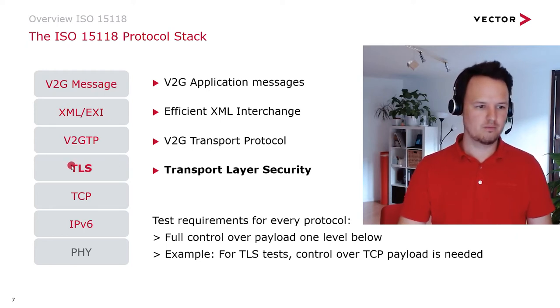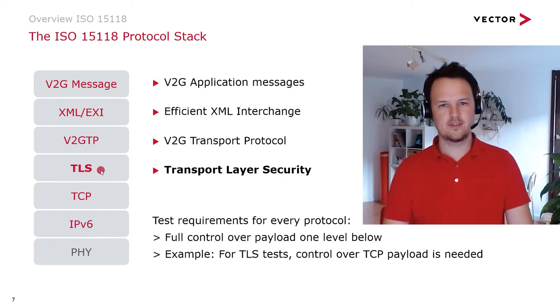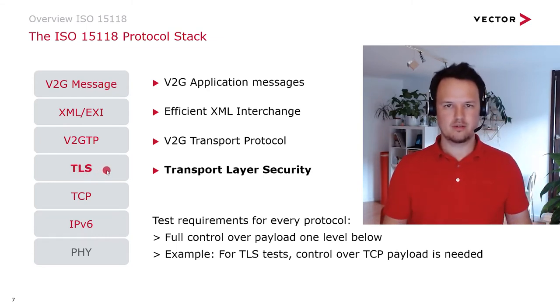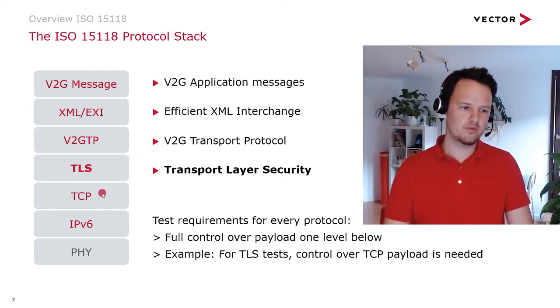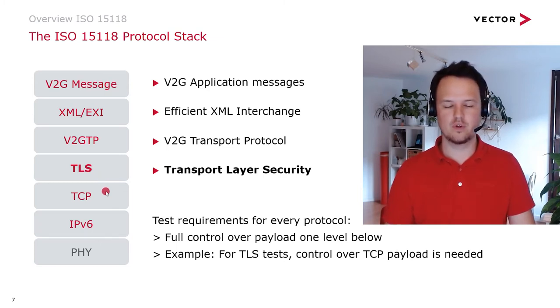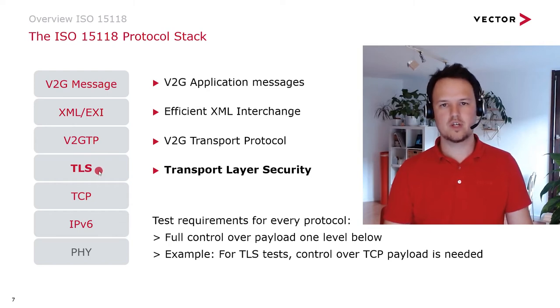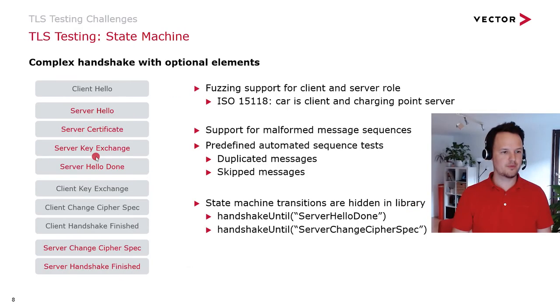If we suppose we want to fuzz TLS, we want to generate random TLS data, we of course need complete control over the TCP payload, so we then can send every TLS thing we want. And that's always the case in fuzz testing. If you want to fuzz V2G TP, you need full control over the TLS payload, but the handshake actually doesn't matter to you. The first point why TLS is interesting is it's complex.